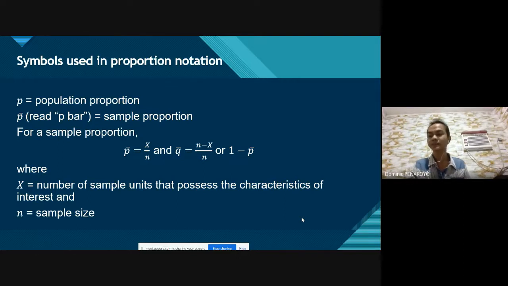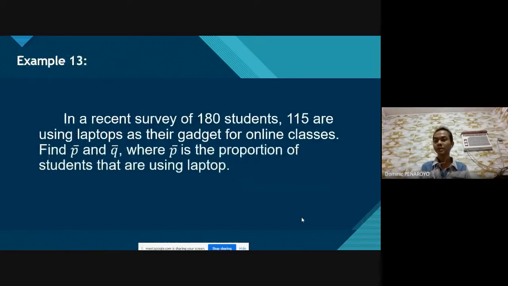All right, let's proceed with this example. In a recent survey of 180 students, 115 are using laptops as their gadget for online classes. Find P bar and Q bar, where P bar is the proportion of students that are using laptop. The first thing that we need to know here is the value of the capital letter X, and the value of N, or the sample size.